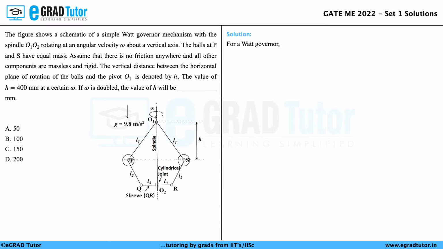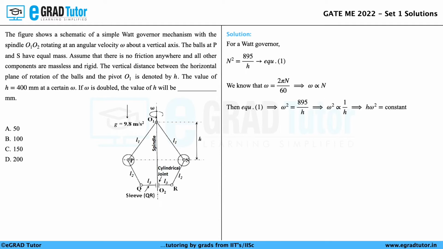We know that for a Watt governor, the speed of rotation N and the vertical distance between the horizontal plane of rotation and the pivot point is given as N square is equal to 895 by h. Let us consider that as equation 1. We also know that angular velocity omega is related as 2 pi N by 60. From this, it can be understood that omega is directly proportional to N. From equation 1, we can write omega square is equal to 895 by h. From this, we know that omega square is inversely proportional to h, and h omega square is equal to constant.